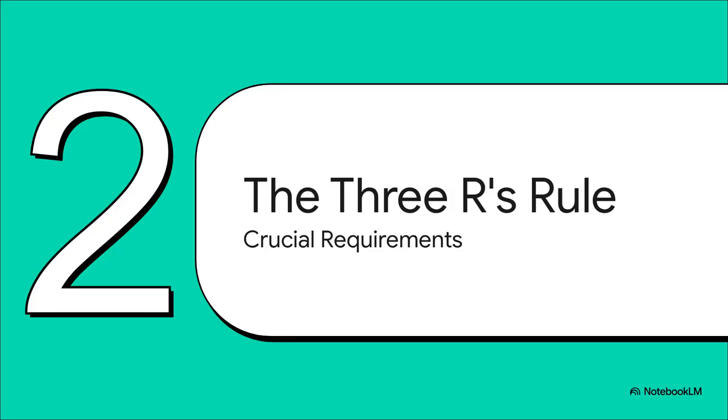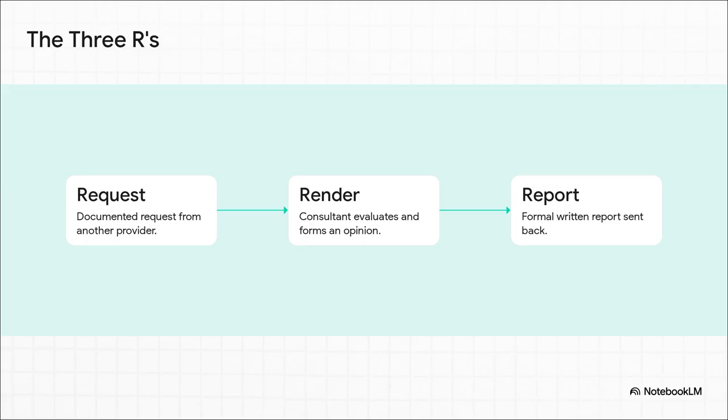Which brings us to Section 2, the 3 R's rule. This is the golden mnemonic every single medical coder should memorize to survive a consultation audit. Because the definition of a consult is so incredibly strict, the coding community came up with these 3 R's. Step 1 is the request. There must be a documented request from another provider in the medical record. It can't be implied, it has to be explicit.